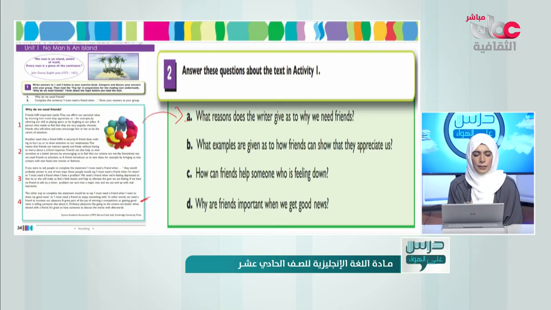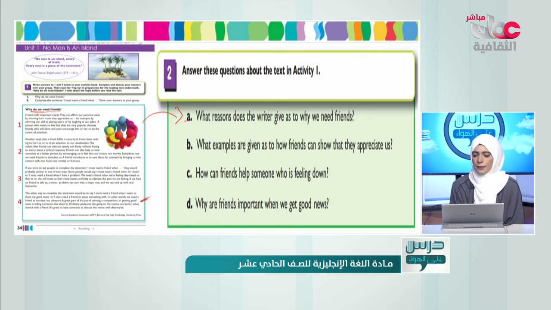To make things easier, look at, since we have the topic, why do we need a friend? Make sure that the text will include these reasons, or we will have reasons between lines. I classify the text into 4 paragraphs. Here we have paragraph number 1, 2, 3, and 4. We're supposed to find the answers inside the text.